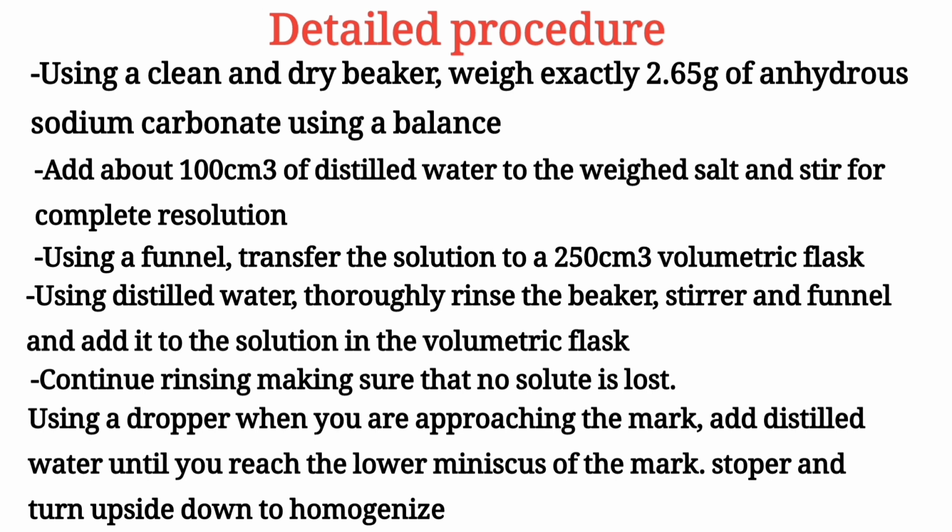We will continue rinsing and adding the solution into the volumetric flask. When everything has been well rinsed, we are going to use water from a wash bottle to make the solution up to the 250 cm cube mark. Now we are going to stopper our solution, or cork it, and turn it upside down to homogenize. Our standard solution is ready.